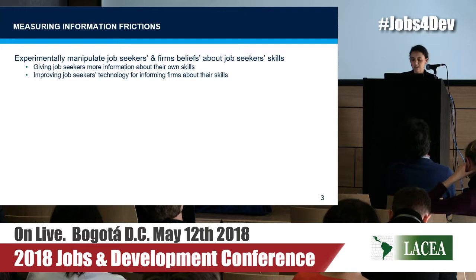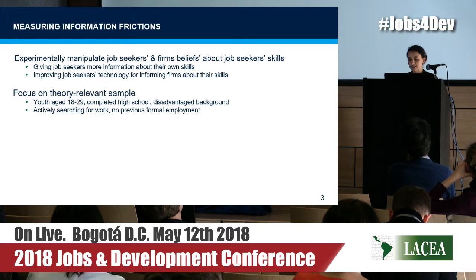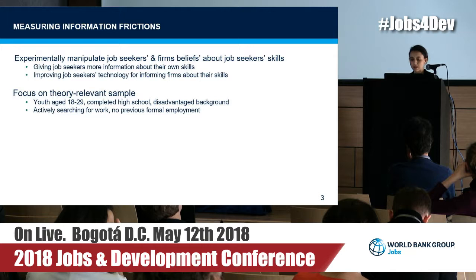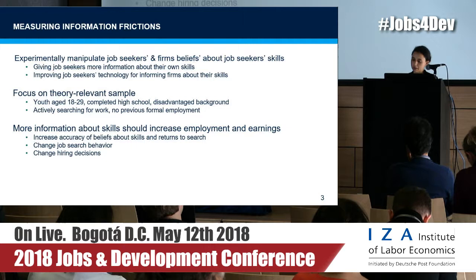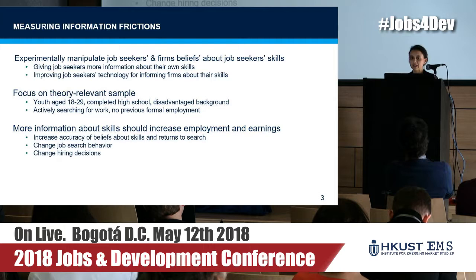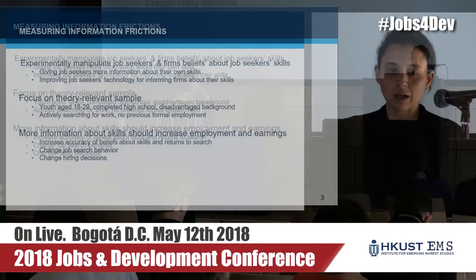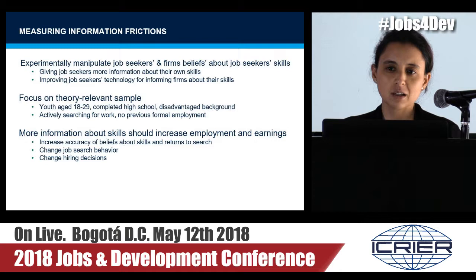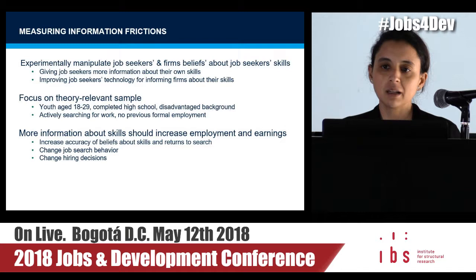We will focus on a population of low-skill disadvantaged youth for whom skill signals are expected to be particularly noisy. On the supply side, this intervention will help address information frictions that we believe change employment and earning outcomes by changing job search behavior. On the demand side, our intervention is expected instead to affect these outcomes by changing the decisions that the firms make at hiring time, even if there is no change on the side of the job seekers.